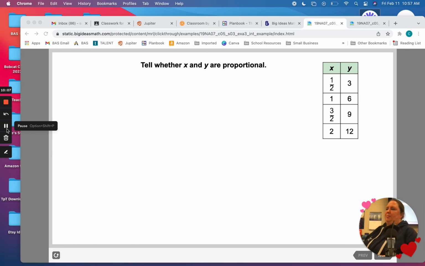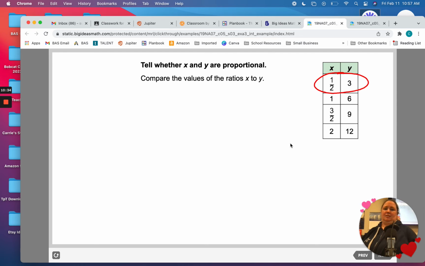Okay, here's your next example. We're going to tell whether X and Y are proportional. How would I tell that X and Y are proportional? I can choose my ratios, yes? Well, we have 4 sets here, right? So which set do we want to use to tell whether X and Y are proportional? 2 and 12. And 1 and 6. Yeah, let's go with the easy ones, right? Let's not deal with the fractions. Okay? They set 1/2 over 3 with their calculator. Yes. 1/6.